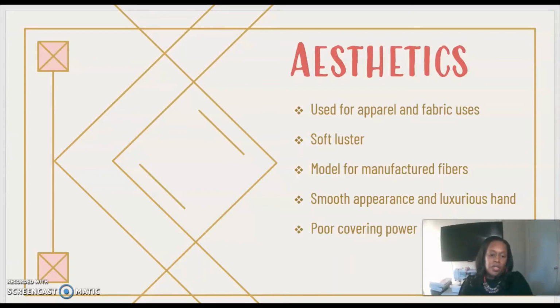And that luster that silk has been the model for the manufacture of many synthetic fibers and fabrics. People want to mimic the look of silk. And fabrics that are made of cultivated silk, again, they have that smooth appearance and luxurious hand. It's very soft, but it's not as slippery as many of its man-made synthetic counterparts.